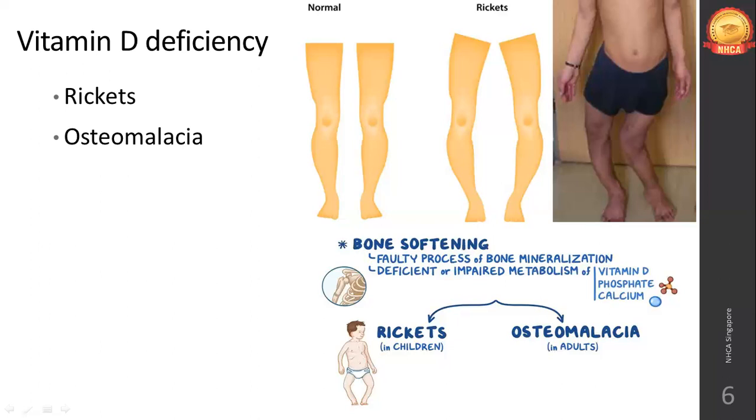Osteomalacia is usually seen in multiparous women. Multiparous women means women who have given more than two births, women who have given 3, 4, 5 live births. They are multiparous women, because a lot of calcium is lost from their bones to help the fetus in its growth and even during lactation.